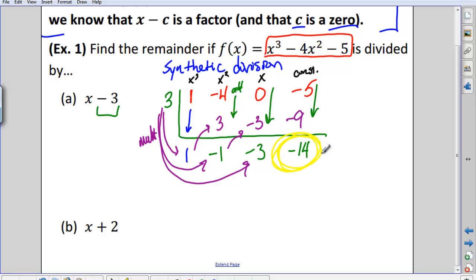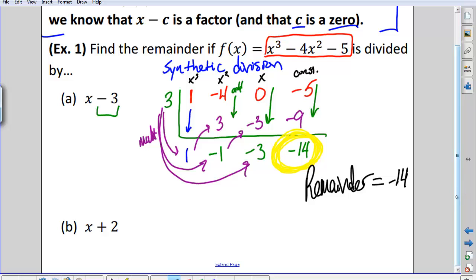This number right here is what we're looking for. That very last number in that last column is the remainder of that division. I know this looks like just a huge mess, but that right there is our remainder, that last number. So our remainder is negative 14. So we've answered example 1. We found the remainder.